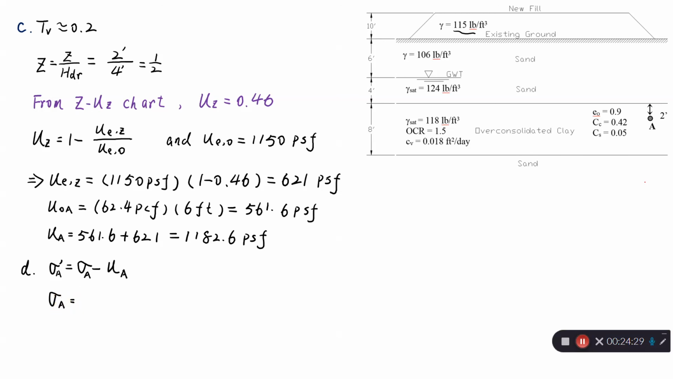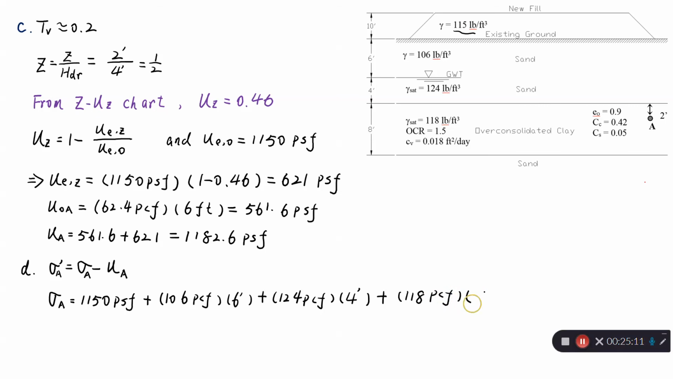So the total stress at point A, just add everything together. It's gonna be the fill, 1150, plus the sand, 106 times 6, plus 124 times 4, plus 118 times 2. And that equals 2,518 PSF.